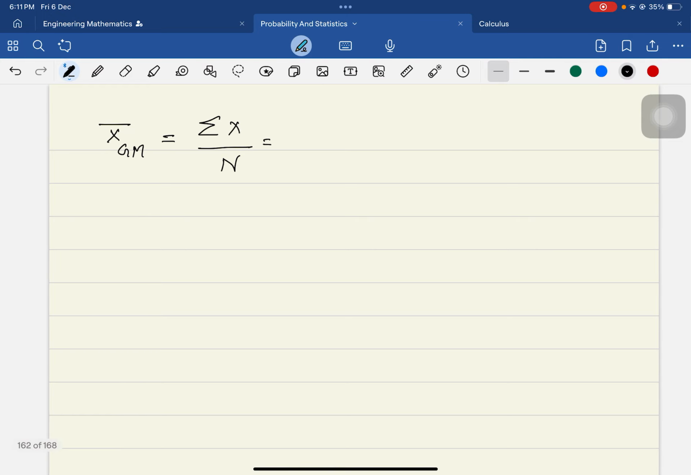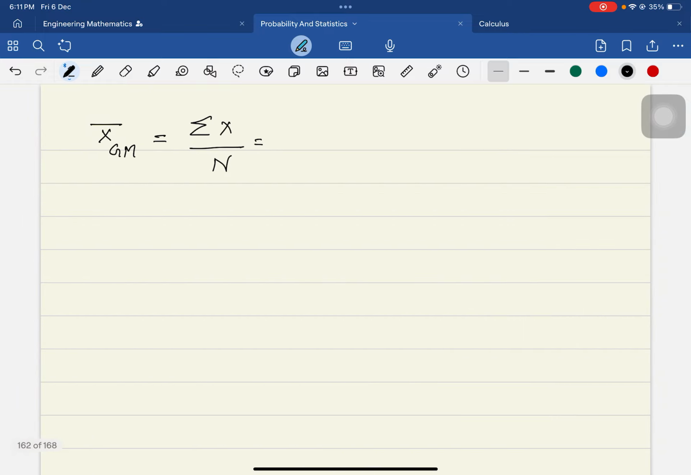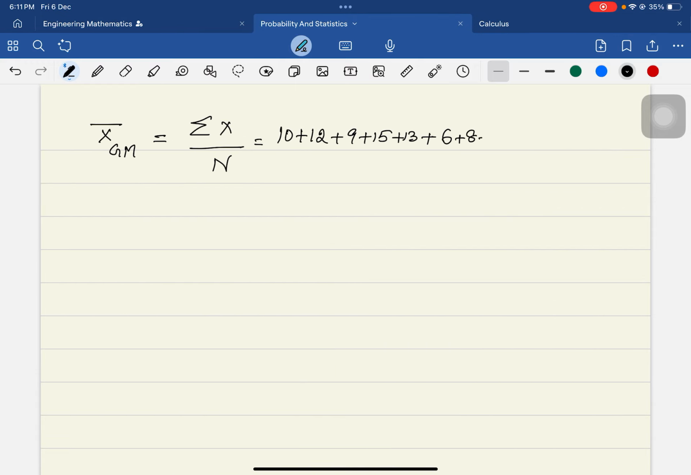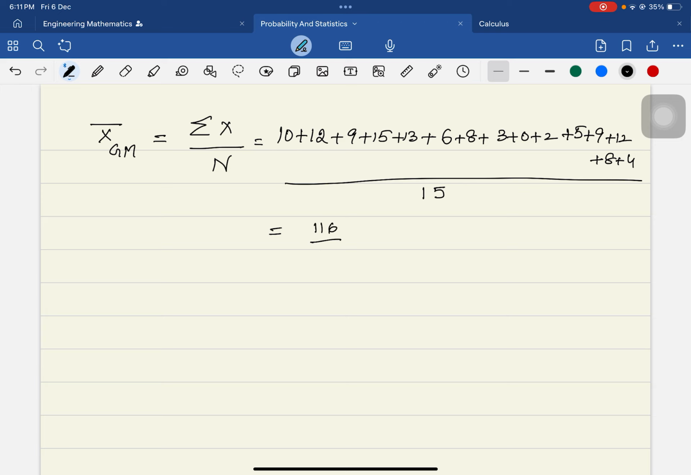So actually, these are the values: 10 plus 12 plus 9 plus 15 plus 13. First group is over. Do the second group now: 6 plus 8 plus 3 plus 0 plus 2. Take the third group: 5 plus 9 plus 5 plus 9 plus 12 plus 8 plus 4. So the sum of all these, divided by the total number, which is 5 in each group, so 5 threes are 15. When you sum all this up, it is 116 over 15, and that gives you 7.73.